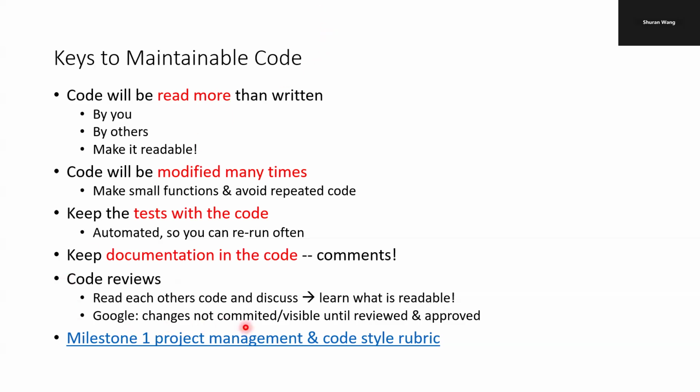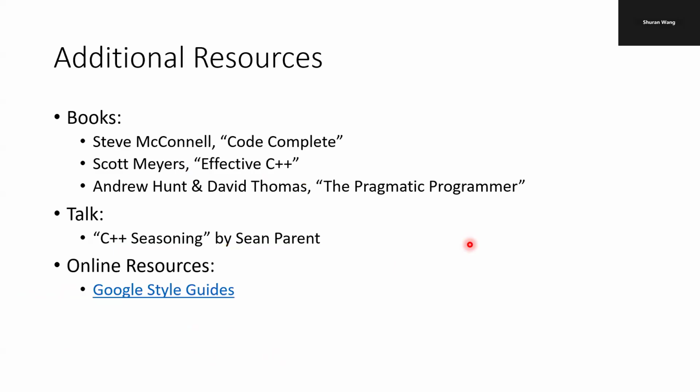Google says changes are not committed until reviewed or approved. And we have the milestone 1 project management and code style rubric on purpose that you are able to look at. It's not the full set of coding style that we covered here. There are additional resources on coding style if you want to read more about it.